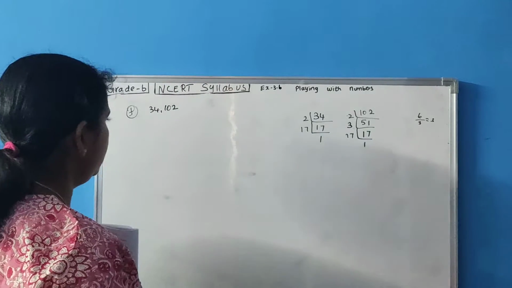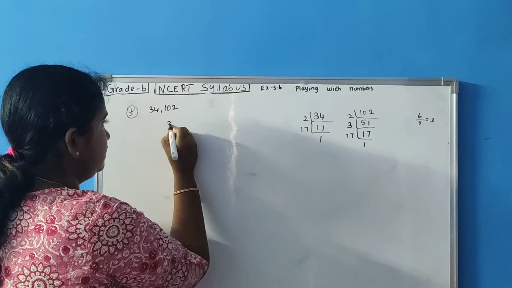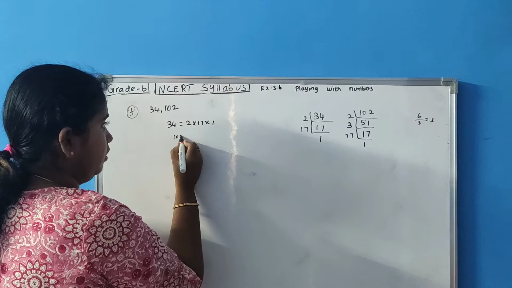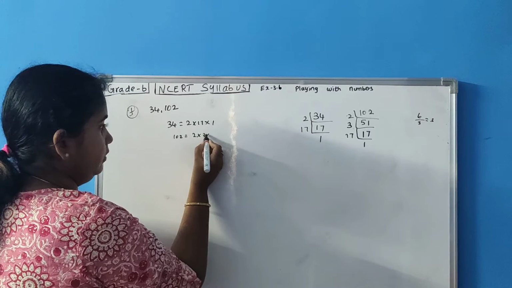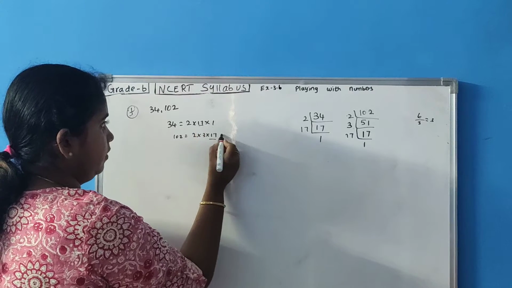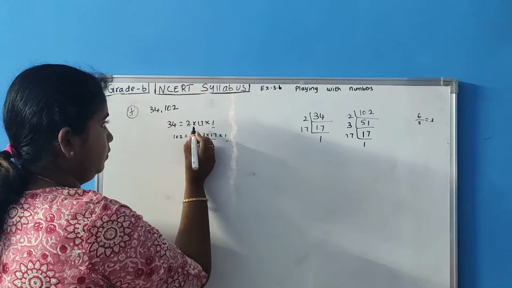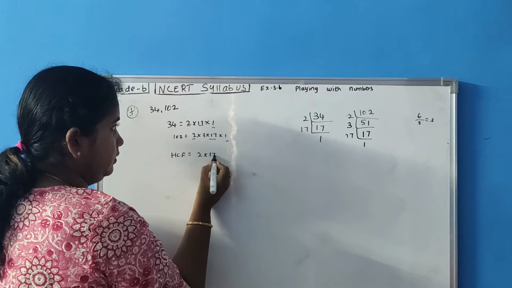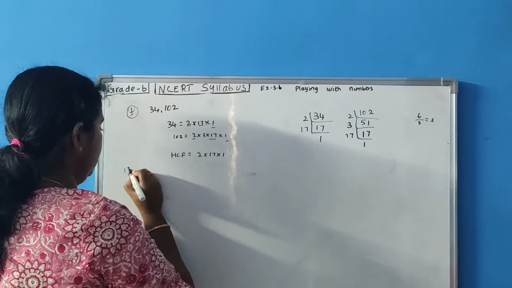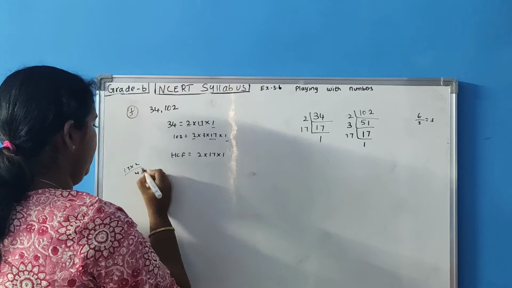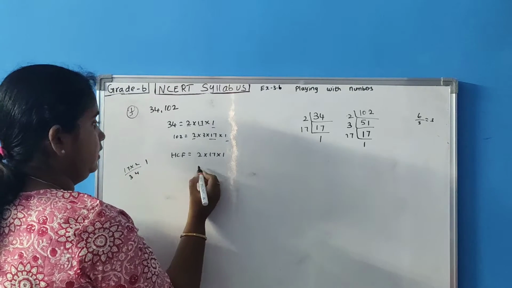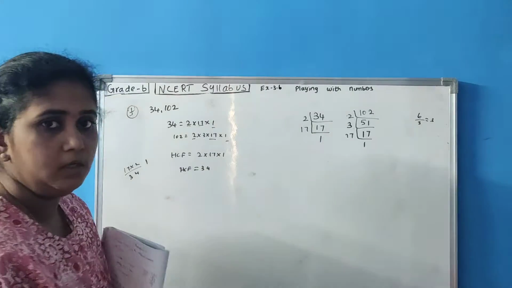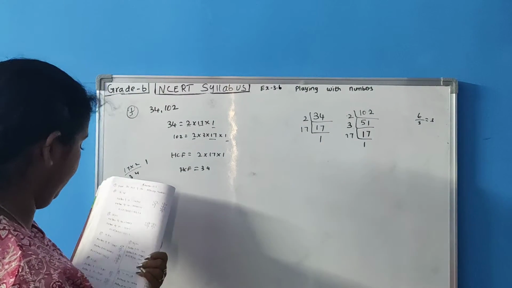Here in these factors you are getting 17 as common. 34 is 2 into 17 into 1. For 102, 2 into 3 into 17. So 17 is common, 1 is common, 2 is common. So HCF equal to 2 into 17 into 1. So what is 17 into 2? 7 2s are 14, balance 1 2 is 2, 3, 34. So HCF is 34. Did you understand? Okay.